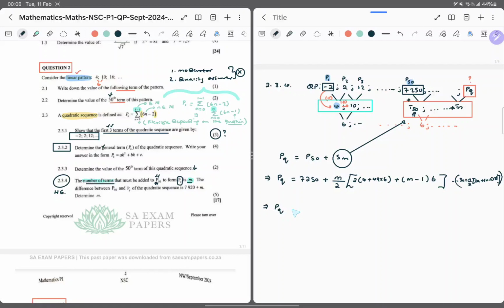So this means PQ is equal to 7250 plus m over 2 into, now we know this is going to be nothing but 298 times 2. Sorry, what is in there? It's 298 by 2. 2 times 298 is 596. I'm trying to avoid doing too many steps. This is 596 plus 6m minus 6.